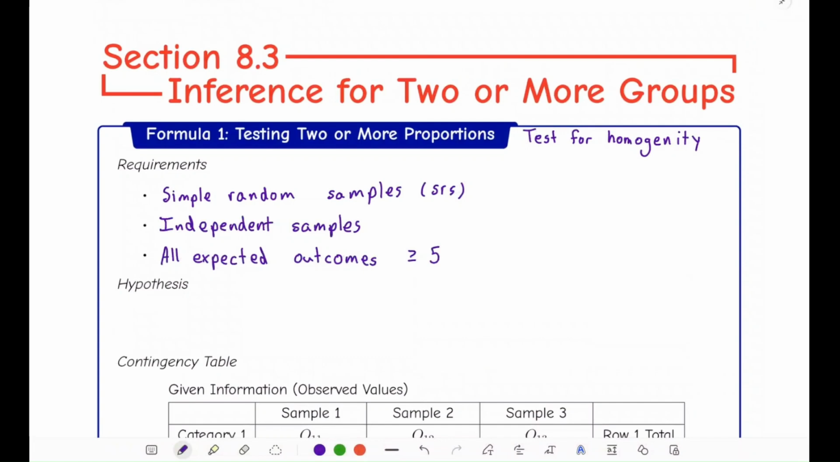The hypotheses for this are, well, the null hypothesis is that all the proportions are equal to each other in however many proportions you're talking about. The alternative hypothesis is that at least one proportion is different.